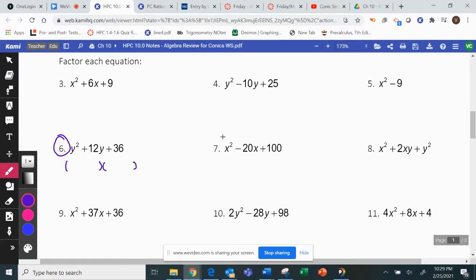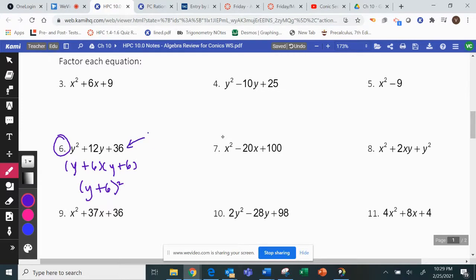You factor y squared plus 12y plus 36. We get y plus 6 and y plus 6. Just a reminder, we write that as y plus 6 squared. And the reason why I want to go over this is because of the vocabulary down below.